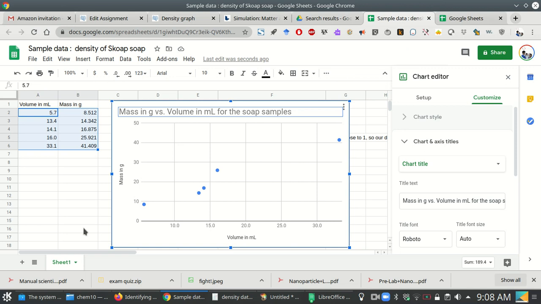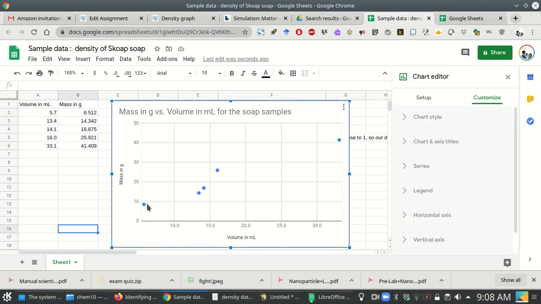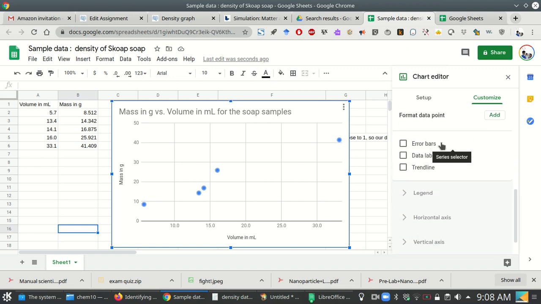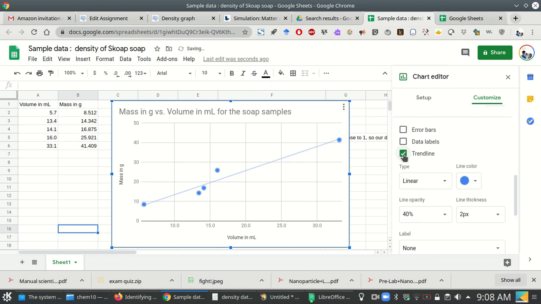All right, now I'm going to put the trend line in here. Okay, I double-clicked on any part of this graph in order to see the chart editor. Right now, I'm going to click on one of these dots. So this is the data series. This is data series 1, and I'm going to select trend line. I selected linear. There are different kinds of trend line, but in science, the most useful trend line is the linear trend line because it gives you an equation, y equals mx plus b. And as you've seen in a previous assignment, the m is really important because that is the density.